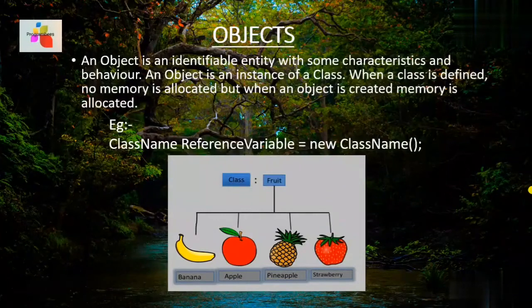Next one is the object. Objects are runtime entities. As I told you before, an object must be under a class, so here in this example I have taken fruit as a class, and under the fruit banana, apple, pineapple, strawberry, all are the objects created. Now how can we write this? We can use the class name, then a reference variable equals the new operator and the class name as a function.